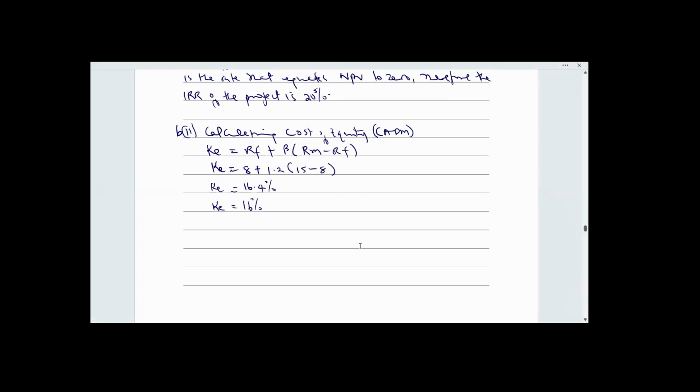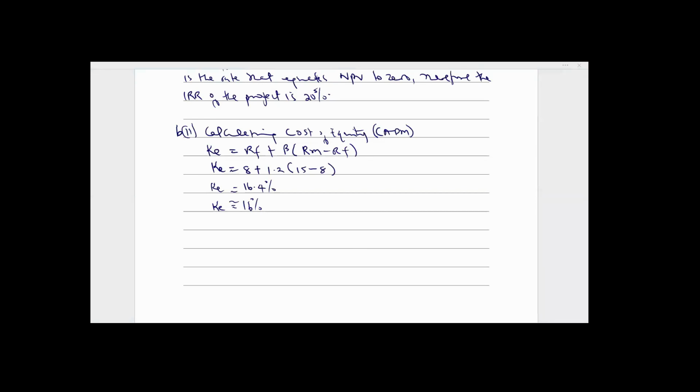What is 15 minus 8? 7, right? Multiplied by 1.2. What do you get? 8.4. 8.4 plus 8. What do you get? 16.4. That's it. All right? So if our cost of equity is 16%, the examiner is now asking you to discuss whether you will recommend introducing the products. So what should be our solution, our further discussion?